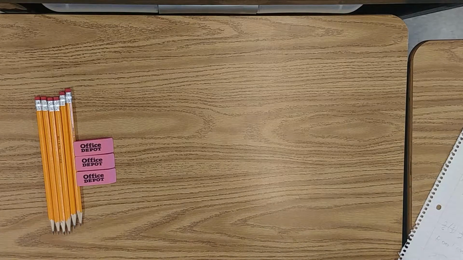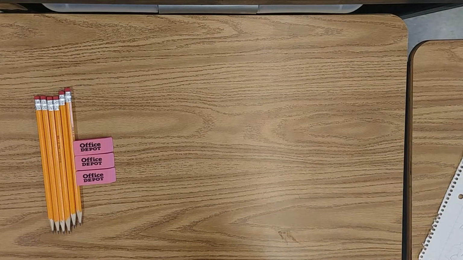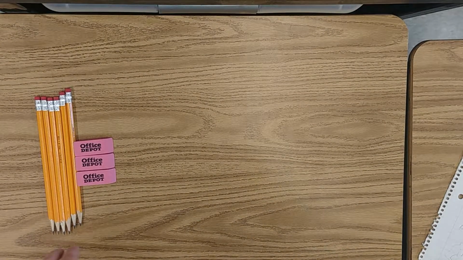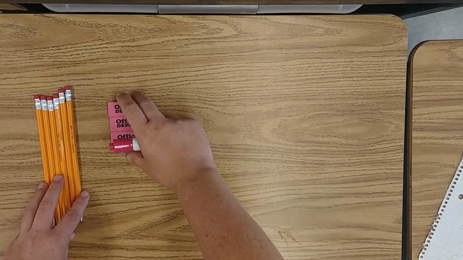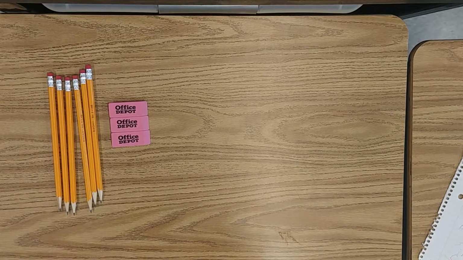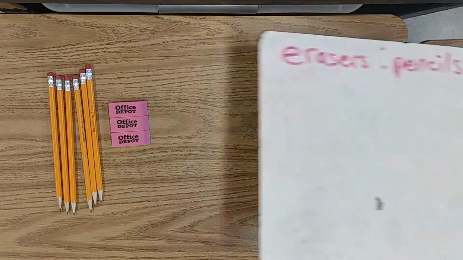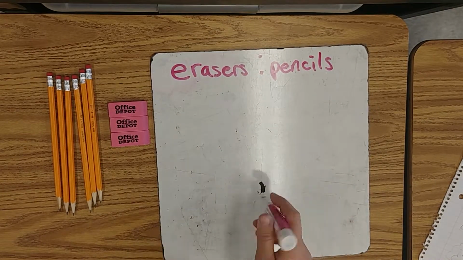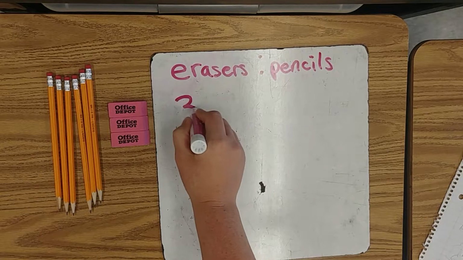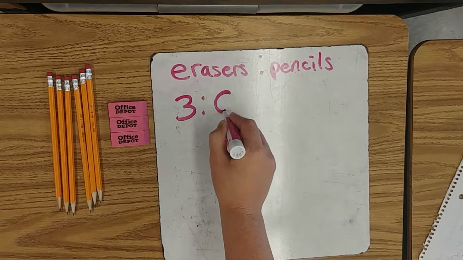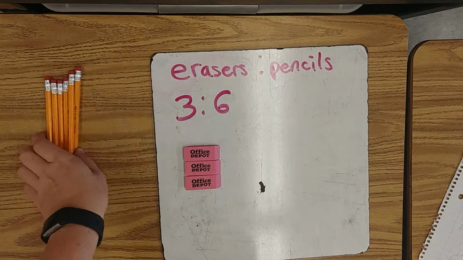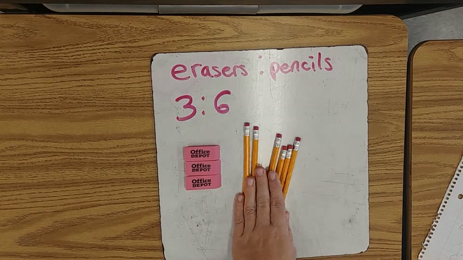I'm going to talk about ratios. Ratios are a comparison of two quantities or amounts by division. So, for example, if you look at what I've got right here, I have 3 erasers and 6 pencils. So if you were to ask for the ratio of erasers to pencils, you would see that the ratio is 3 to 6. Because I have my 3 erasers and my 6 pencils.